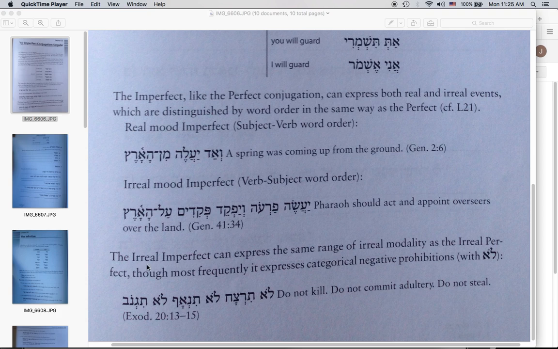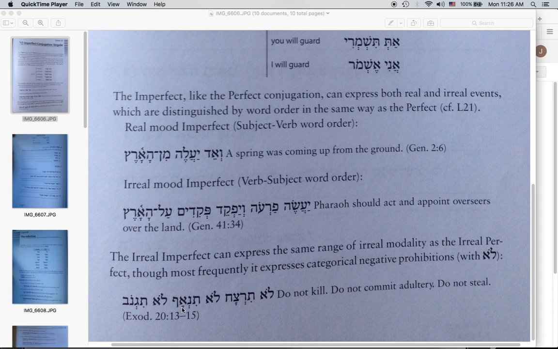Let me also note down here the irreal perfect can express the same range of irreal modality as the irreal imperfect, though most frequently it expresses categorical negative prohibitions. It's a really complicated way to say that the irreal imperfect is almost always found with the negation lo in a command not to do something. So these are a few of the 10 commandments coming out of Exodus. Do not kill. Here we have an imperfect. Do not kill. In the future, you should not kill. All right, so this is an irreal imperfect.